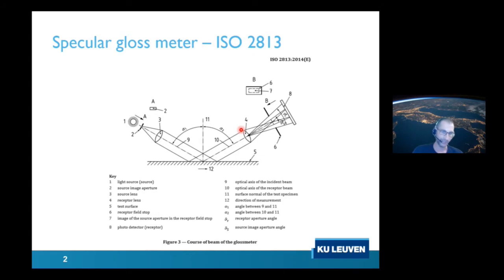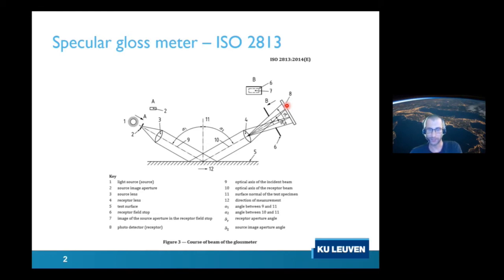Here is the incident angle, which, as has already been said, can be 20, 60 or 85 degrees. And then we have, let's call it, a receptor lens, and it is focusing onto this plane here, where we have our detector field stop. It's specified in the standard what the detector field stop sizes can be. After that, we put our detector, so it just measures the amount of light coming from the sample.